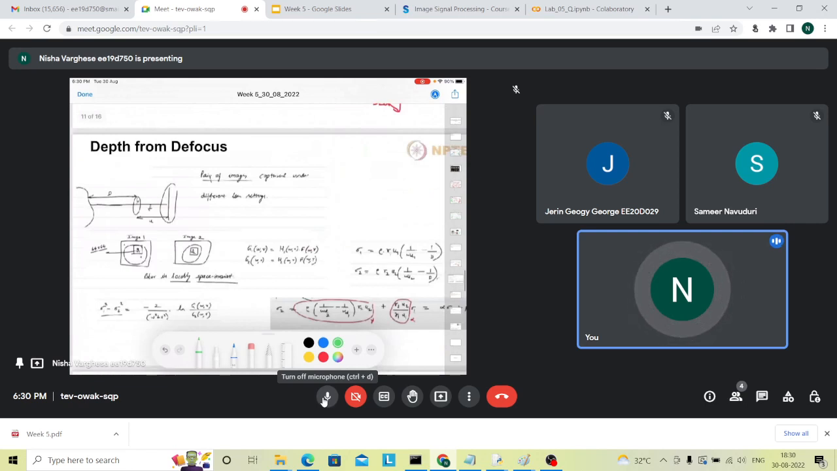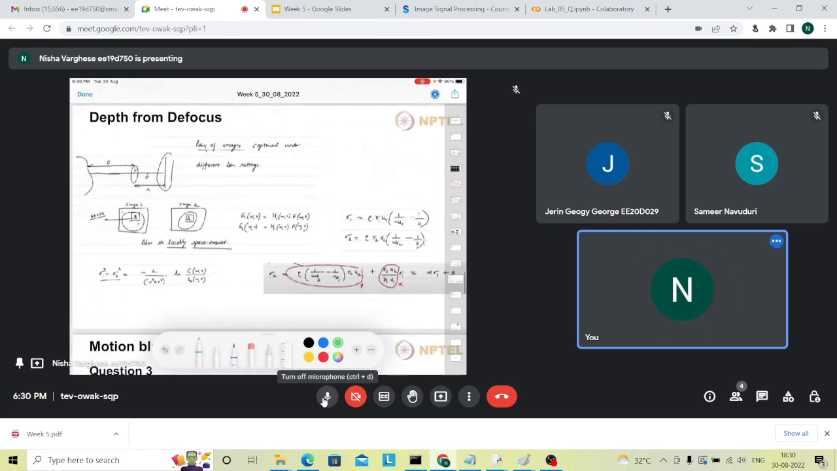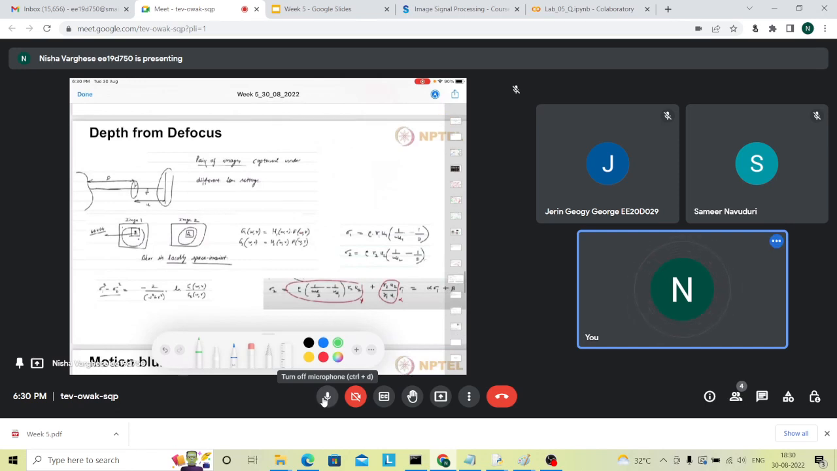And the next topic covered in the lectures is depth from defocus. So in the previous case we used the focus measure for finding the depth, but here we are finding depth using a defocus measure. So for this setup we have to get two images with different focus settings. For the same object, we are capturing images with two different lens setups. So we are using different lens settings. Okay.